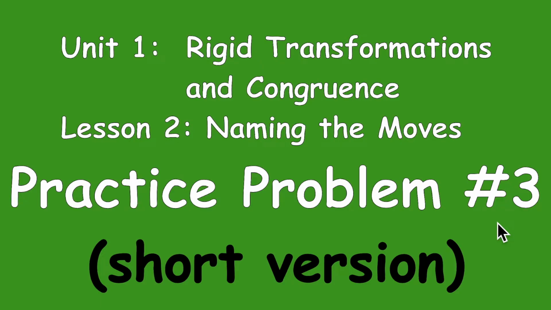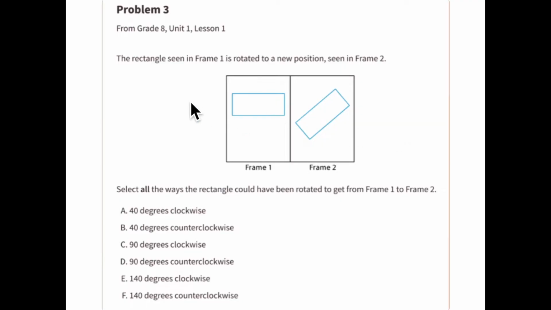This is the short version of practice problem number 3 from lesson 2, naming the moves, and unit 1, rigid transformations and congruence. In this problem, you're given a rectangle in frame 1, and it rotates to its position in frame 2. And you're supposed to decide what that rotation is. How many degrees did this rectangle rotate, either clockwise or counterclockwise?